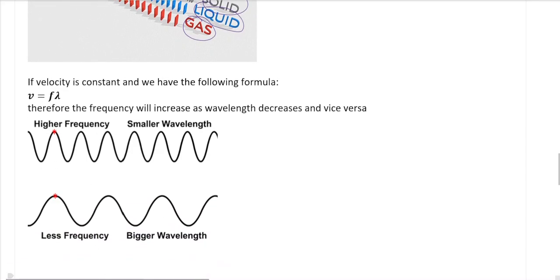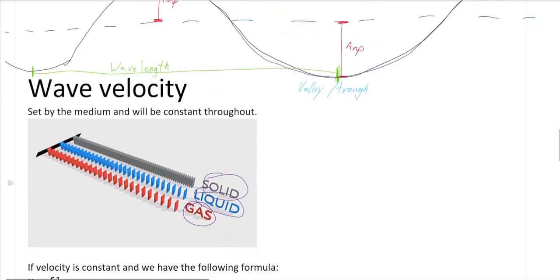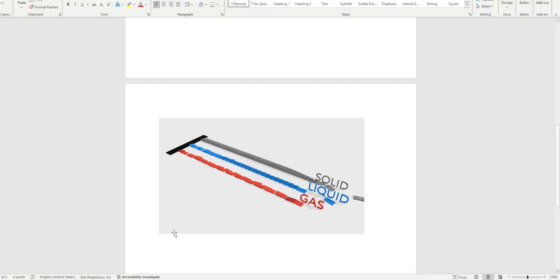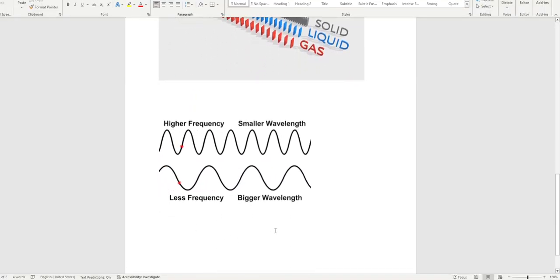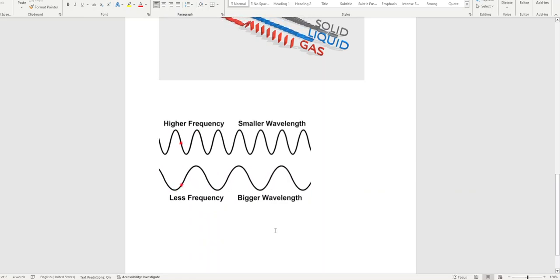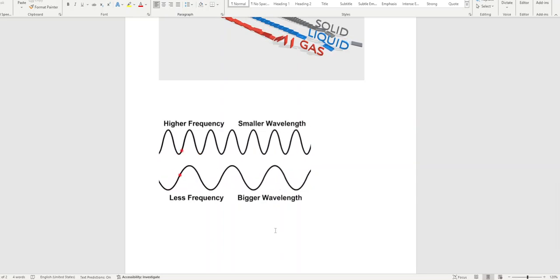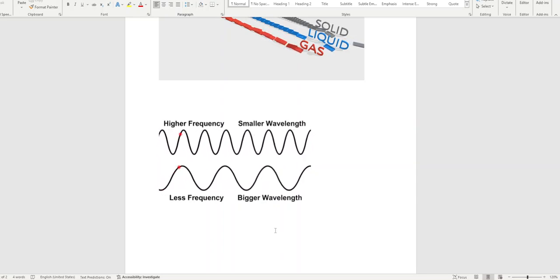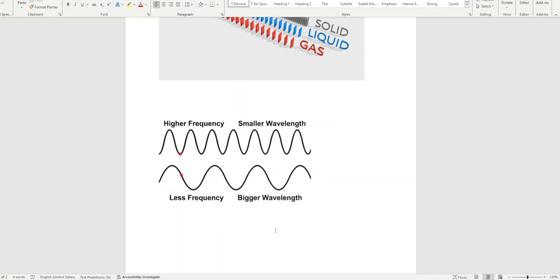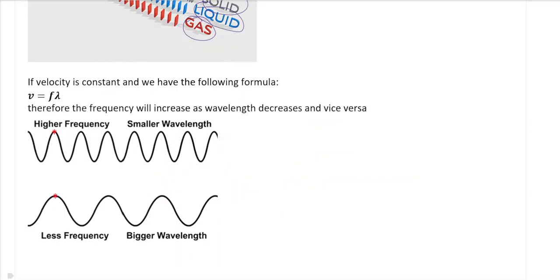So velocity is constant, as we just discussed. It depends on the medium, but other than that, it's constant throughout the same medium. And so if you have a higher frequency, then you'll have a smaller wavelength, because velocity has to be constant. So that doesn't change. It's the wavelength and frequency that changes. So smaller frequency means bigger wavelength. So that's what those two are showing there.